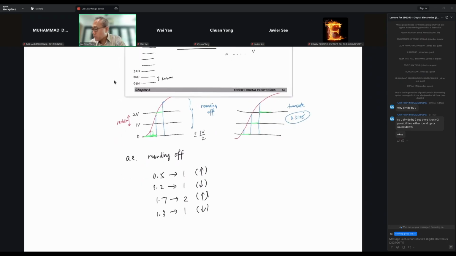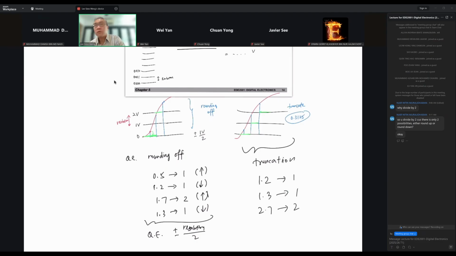So what we are saying here is the quantization error will be plus minus the resolution divided by 2, in theory. But a lot of the ADCs do truncation. Example, 1.2 truncates to 1. Let's say the resolution is 1 volt, then 1.3 truncates to 1, and 2.7 truncates to 2. So this is truncation. Everything goes down. In that case, the error will be 0.315, so that is what we call the truncation error.